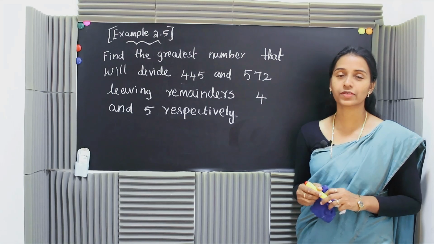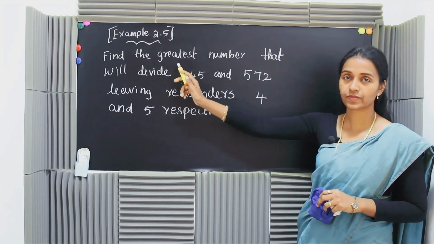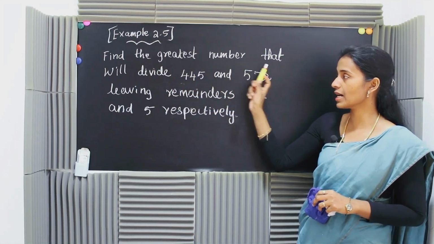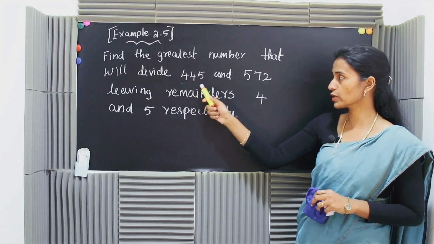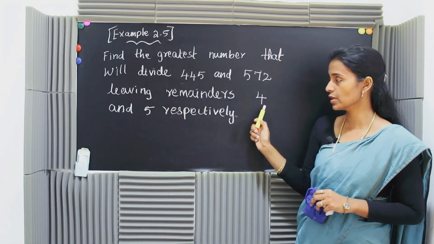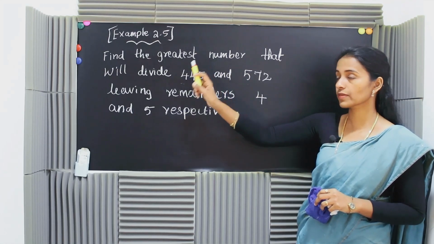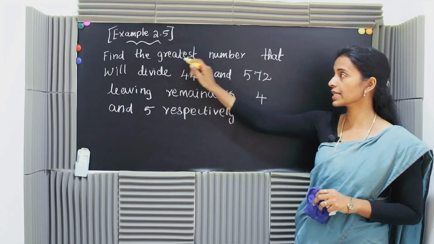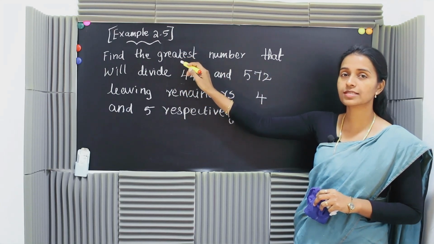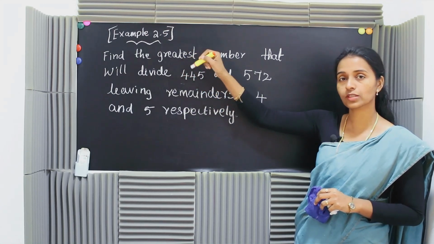In today's class, we'll be solving the problem in example 2.5. Here the question is, find the greatest number that will divide 445 and 572, leaving remainders 4 and 5 respectively. Here what we need to find out, the greatest number that will divide, that means GCD. GCD or HCF, both are same.